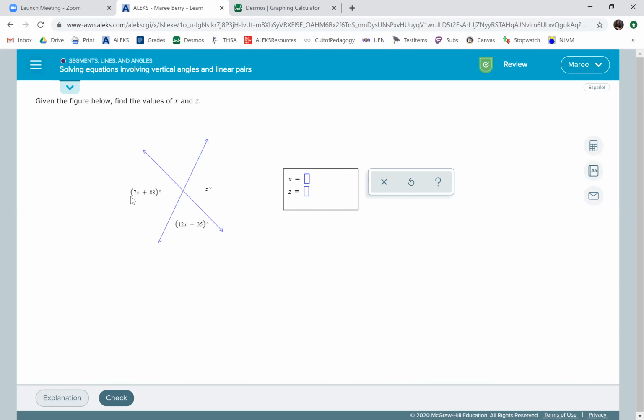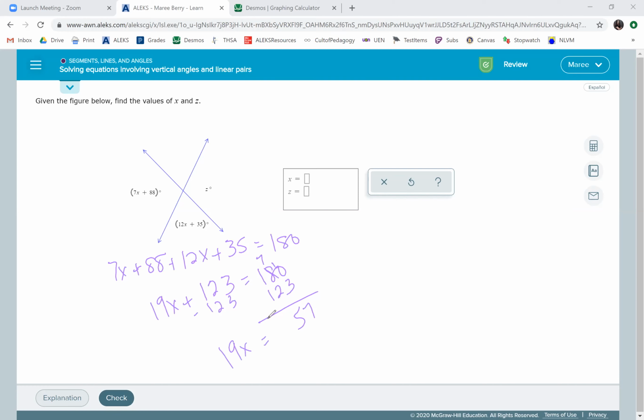Because these both involve an x, I'm going to add them and set them equal to 180. So we have 7x plus 88 plus 12x plus 35 has to equal 180. So I have 7 plus 12 is 19x, and 88 plus 35 is 123. So I subtract 123 from 180, and that's 57. And I bet that 19 goes into 57 3 times. So x equals 3.